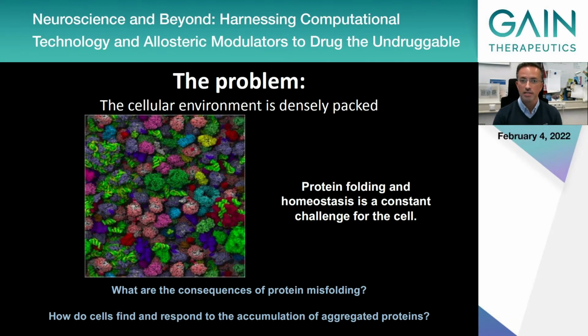And this requires that the cell has quality control mechanisms to check whether these proteins are folding properly, whether they are functioning properly, or whether they need to be recycled into their components so that new functional proteins can be synthesized. So for many years, we've been studying these basic questions, such as the ones I listed here. What are the consequences of protein misfolding in the context of a cell? And how do cells respond to the accumulation of these aggregated proteins?